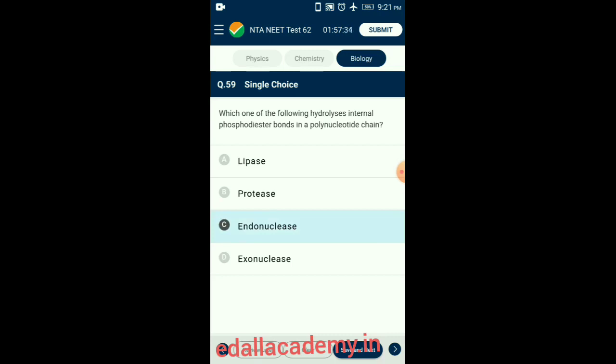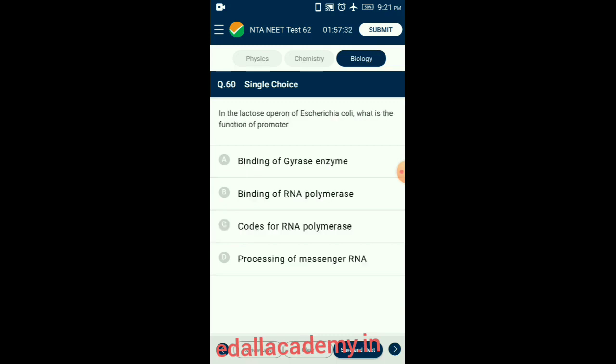The next, question number 60. In the lactose operon of E. coli, what is the function of promoter? Promoter gene is the actual site of start of transcription and it is the site where RNA polymerase binds to the DNA prior to the beginning of transcription. So the answer is option B, binding of RNA polymerase.